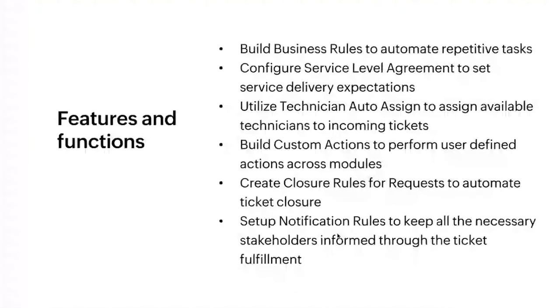Coming back, we saw how you can build these essential automations and make the life of your technicians a lot easier. With business rules, you can ensure consistency in your ticket activities, and then you can set the time expectations with SLAs. You can assign tickets automatically to different technicians and ensure that different stakeholders are informed with notification rules. Finally, we saw how you can automate the closure of your tickets with the help of closure rules.